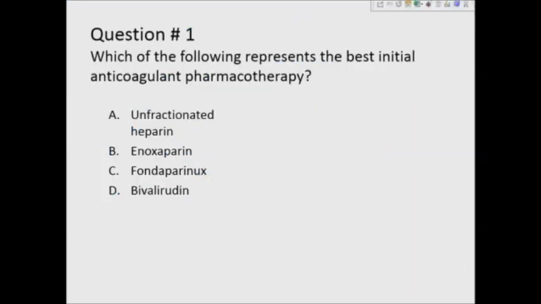And so with that, we're going to get started with our first question, which is: which of the following represents the best initial anticoagulant pharmacotherapy? Is it unfractionated heparin? Is it enoxaparin? Is it fondaparinux or bivalirudin?